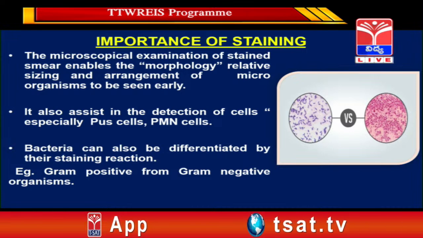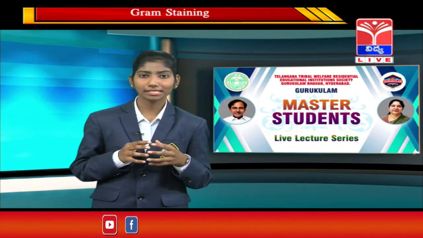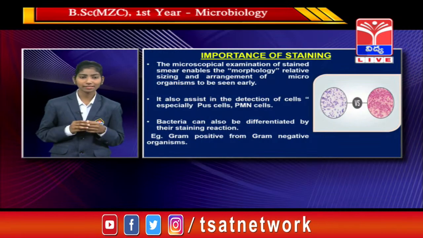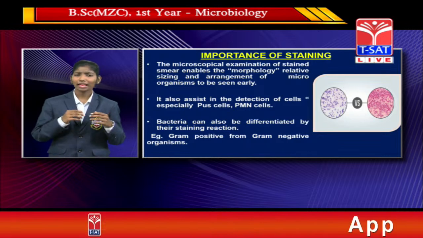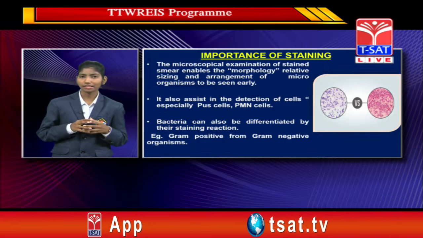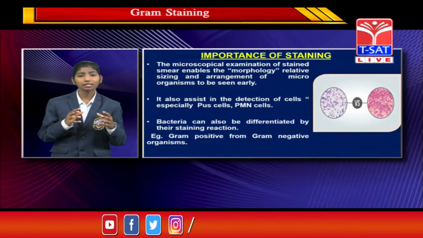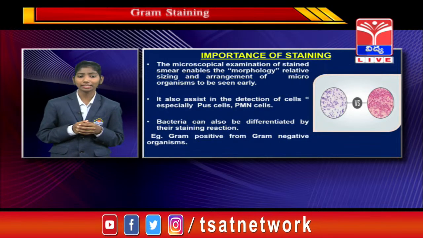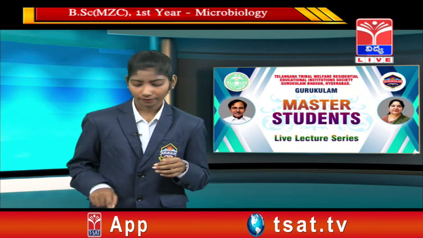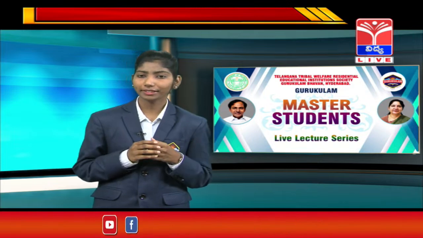So, this is about the importance of staining. I recap it once again. Importance of staining: the microscopical examination of a stained smear can enable us to learn about the morphology, relative sizing and arrangement of organisms, and this plays a major role in the detection of cells such as pus cells and polymorphonuclear cells. As well as this, Gram staining is also useful to differentiate bacteria into Gram positive and Gram negative organisms.